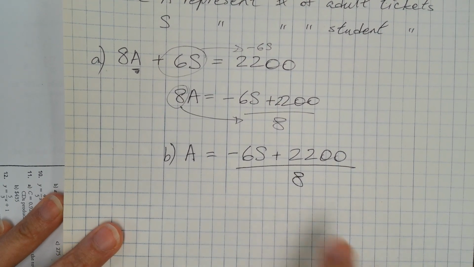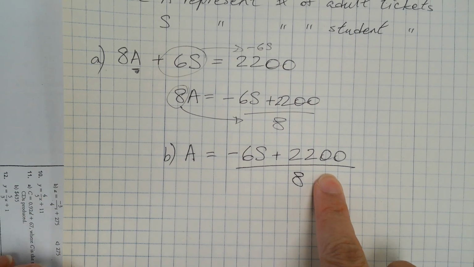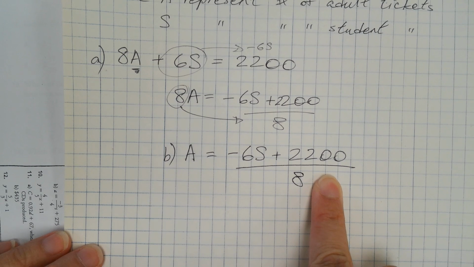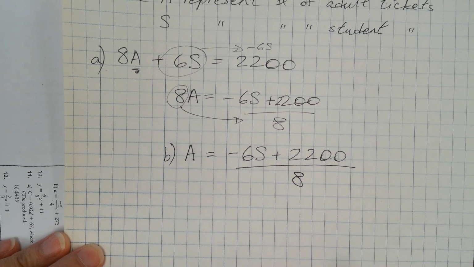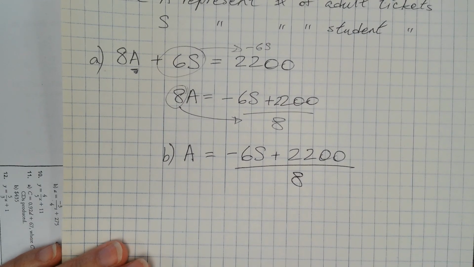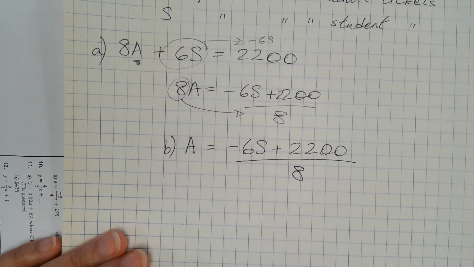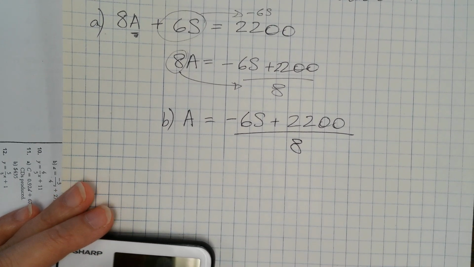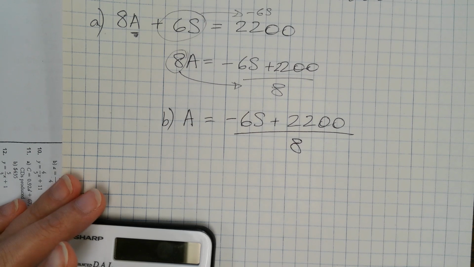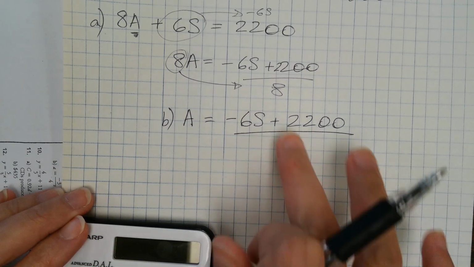Okay. Will I get full marks for this answer? No. Why not? Because you can simplify it further, like 2,200 divided by 8. Yeah, I can reduce this. So on the test, if you can reduce, make sure you reduce. Reduce your fractions. I was just marking my grade 9 tests this morning, and a lot of them lost half a mark because they didn't reduce.